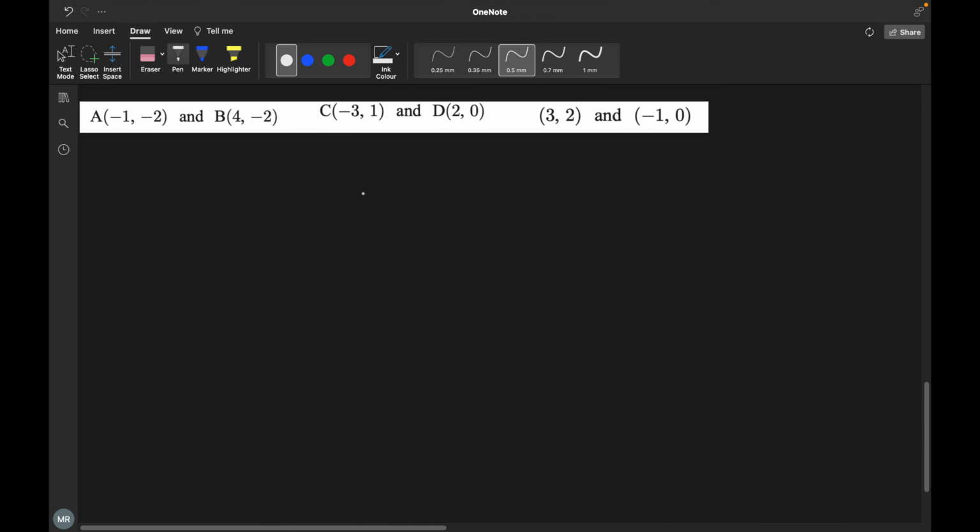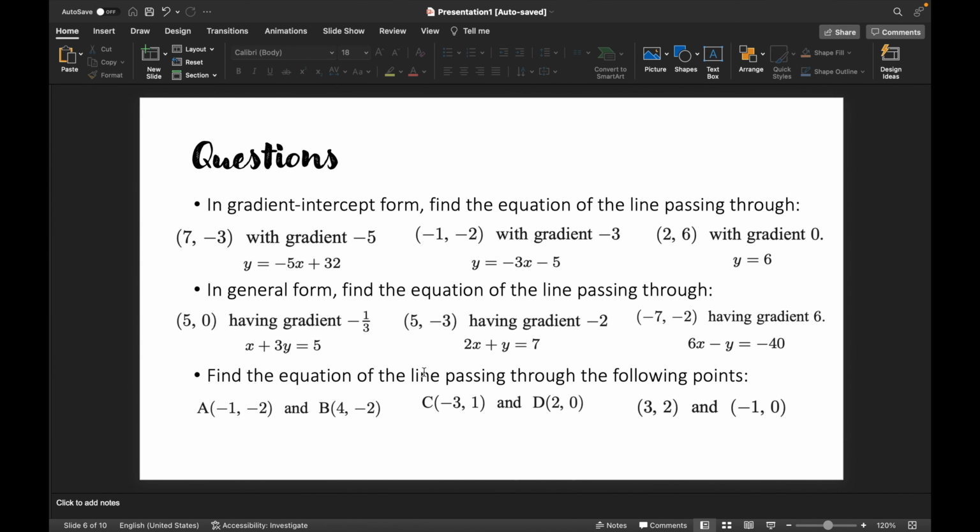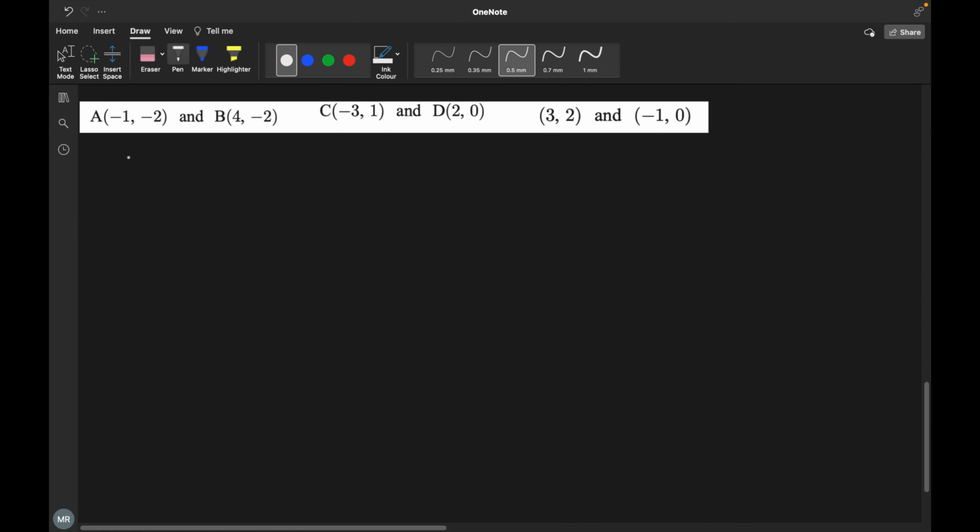All right. So we have to find the equation of the line passing through this. So we have the coordinates of the points A and B. So first let's find the gradient. So the gradient is the change in y by change in x. So negative 2, negative of negative 2, divided by 4 minus of minus 1. That is 0.